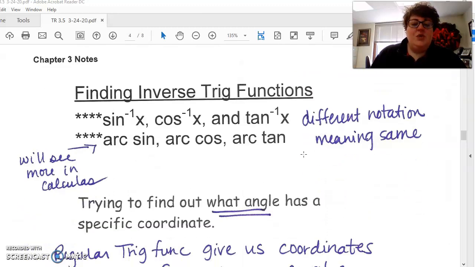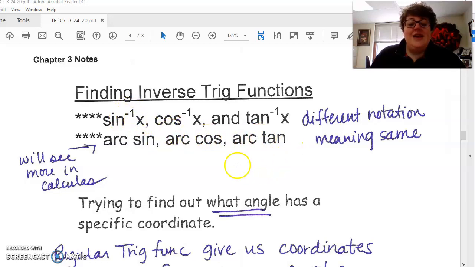Okay, so what we have is inverse trig functions, and this is what they're called. There are two different notations. They mean the same thing. If you are going into calculus, you will see arc sine, arc cosine, and arc tangent more than you see the little negative ones up here.